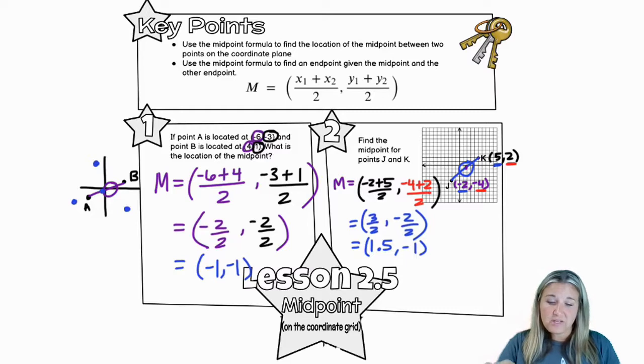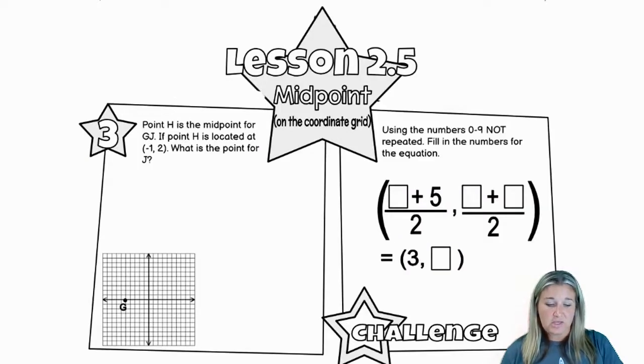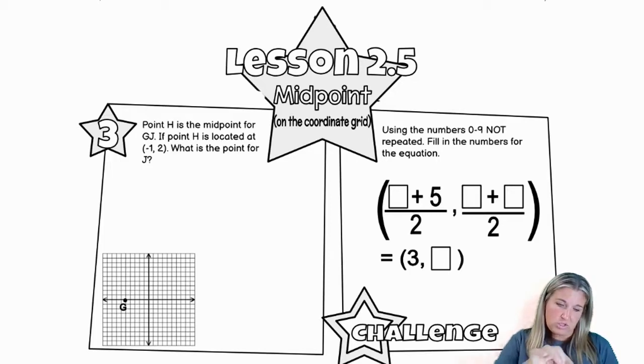All right, so now let's look at example 3. This one is a little bit tricky because point H is the midpoint of GJ for that segment. If point H is located at negative 1, 2, what is the point for J? I'm going to show you graphically second, but I'm going to show you algebraically first, so you can decide which one you'd rather do. So I know H is at negative 1, 2. That's H. It's the midpoint.